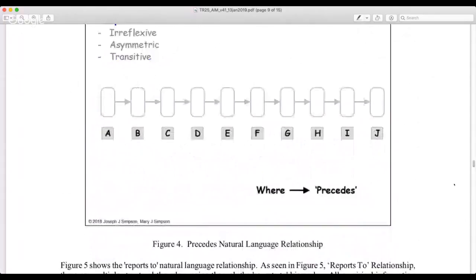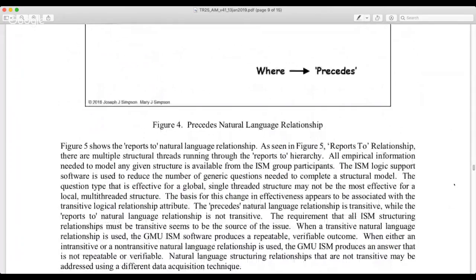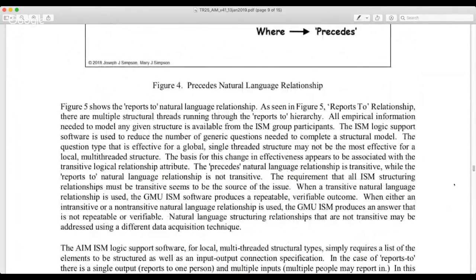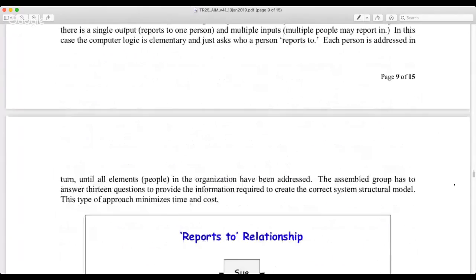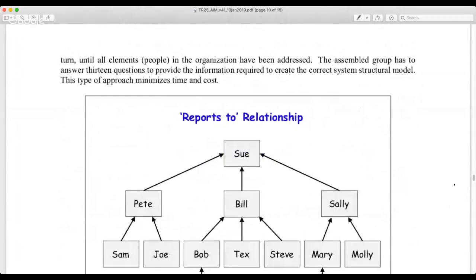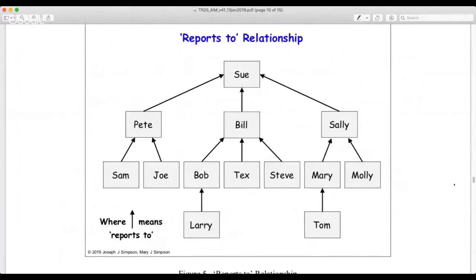So we take a look now at the reports to natural language relationship. As you can see here, there are multiple structural threads running through the reports to hierarchy. And the ISM logic support software is used to reduce the number of generic questions needed to complete a structural model. So we now kind of change the question for reports to, when we say, who does someone report to?